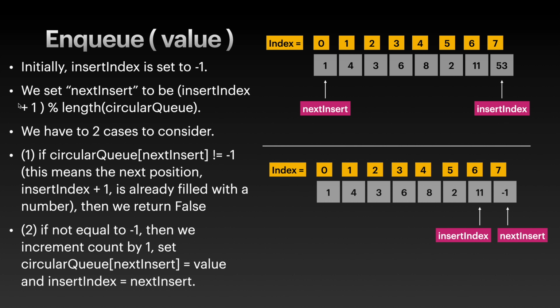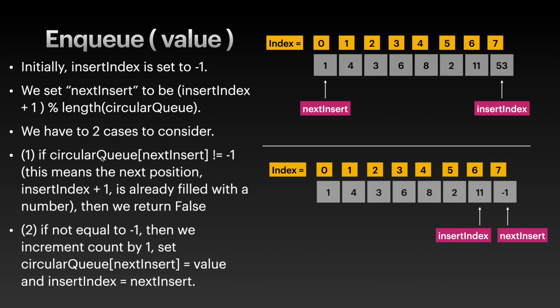So we have insert index + 1, and we take the modulo of the length of this circular queue. Our length here will be 8, and say we are at 7, the next one will be 7 + 1, that is 8. 8 modulo 8 will be 0, so that means we are at the start. Suppose insert index is equal to 1. The next index will be 2, and using this formula, 1 + 1 is 2, and 2 modulo 8 is 2, so that's going to be here. So that's one trick that I want to mention.